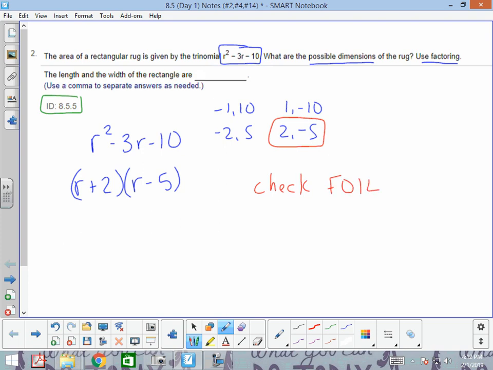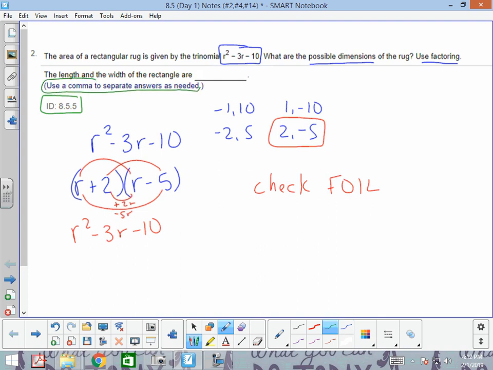So I'm just going to check it real quick. That's r squared minus 5r plus 2r. That is negative 3r. And then I get negative 10. So that checks.